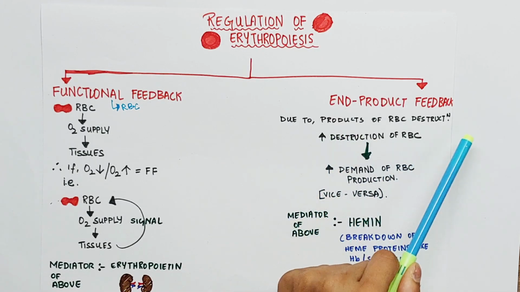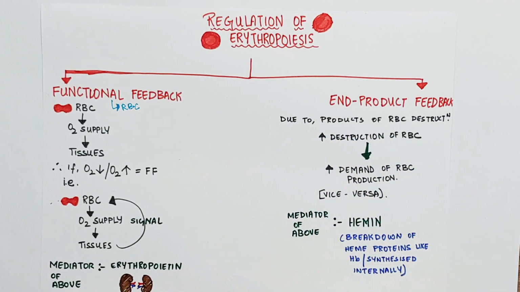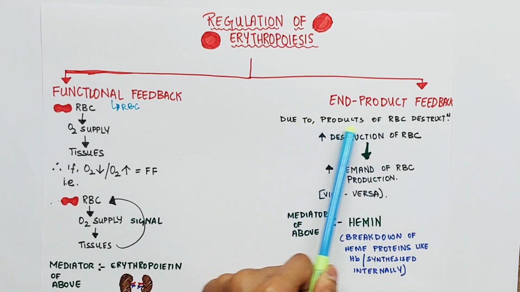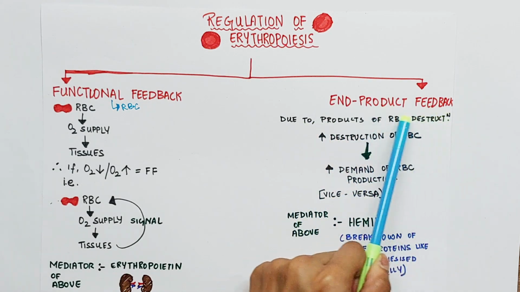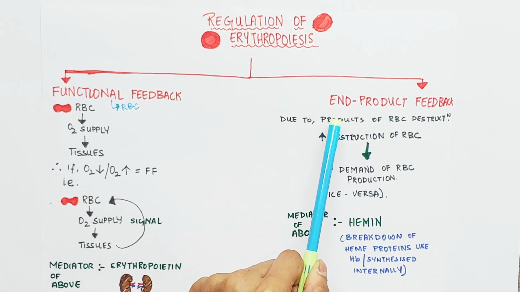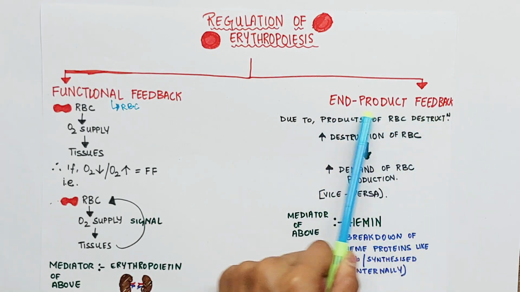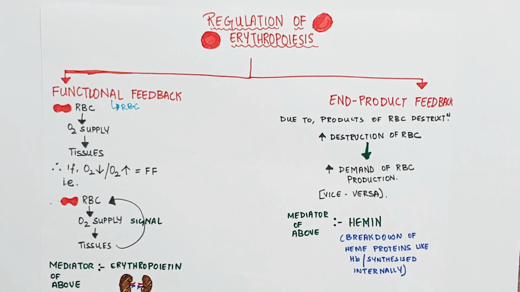Now, due to the products of RBC destruction, the RBC, after its happy lifespan of 120 days, has to be destroyed in our body. All right. So, whatever RBCs are being destroyed, its products form the basis of the end product feedback. Now, what exactly is going to happen? Let's say that there is increased destruction of RBCs in our body after 120 days.